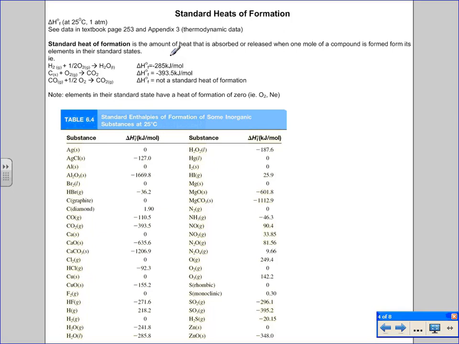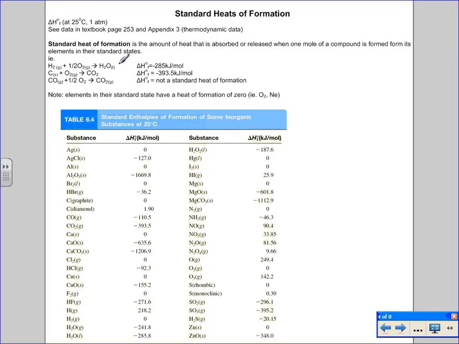Okay. A few important points here. We are forming 1 mole of the substance. It's going to be an exothermic or an endothermic reaction, and the substance is formed from the elements in their standard states. And what we mean by that is it's formed from the elements in their regular state, so liquid, solid, gas, whether it's diatomic or not, at these conditions, at 25 degrees Celsius and 1 atmosphere.